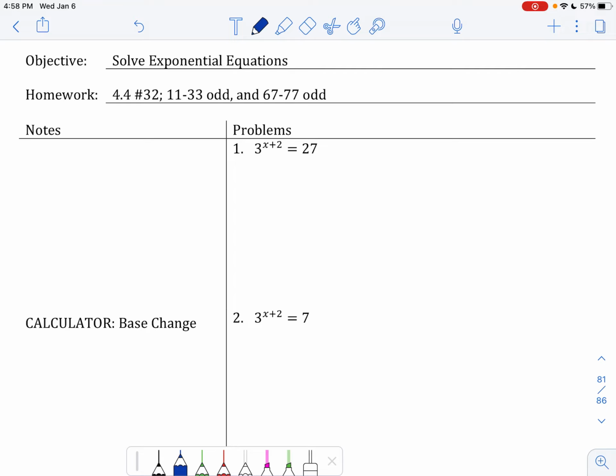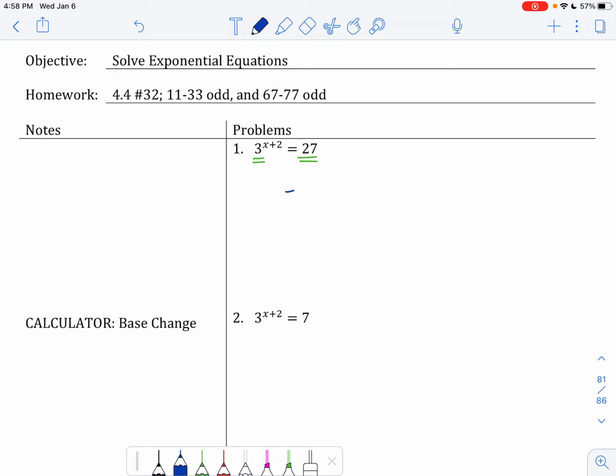Number 1, 3^(x+2) is equal to 27. So what is going to happen here is that we don't actually need a calculator for this problem. You will for most of the others. So if you don't have your graphing calculator, pause, go get it. However, there are going to be some that you don't need it for. For example, we have a base 3 here and 27.